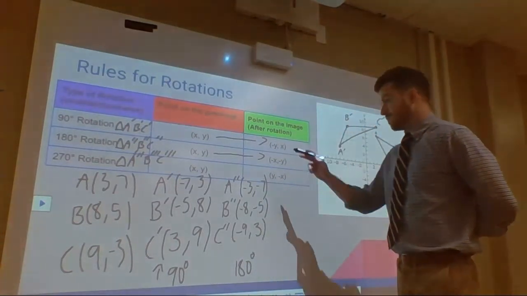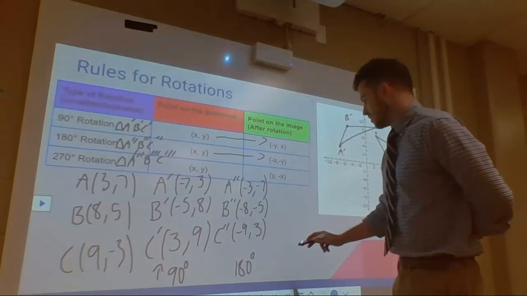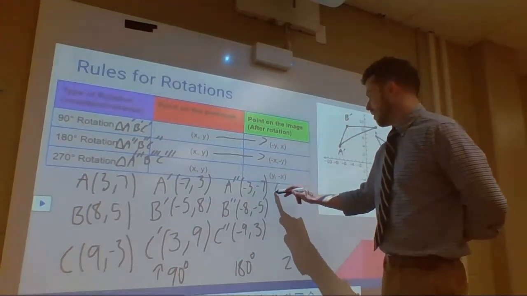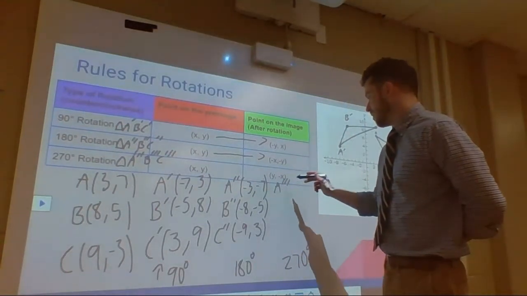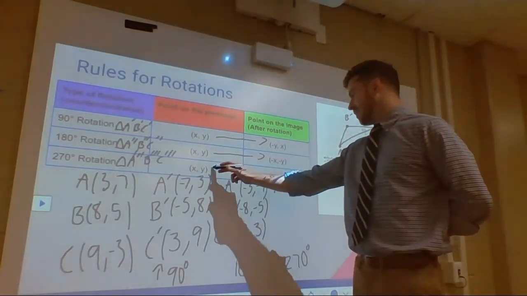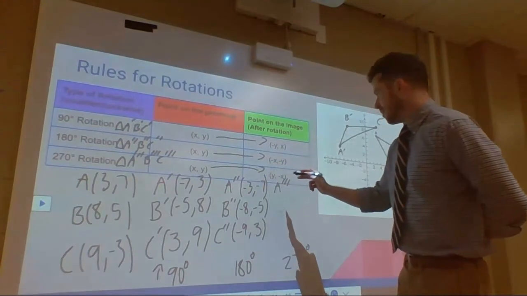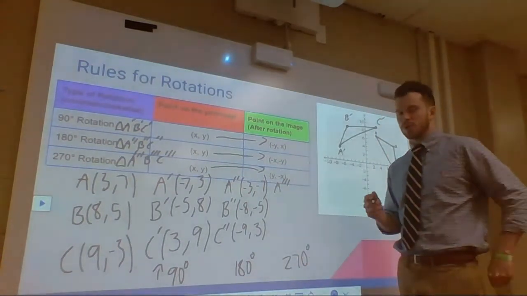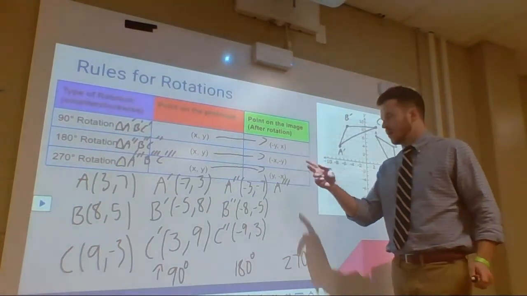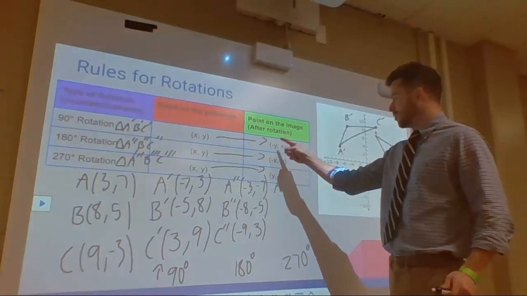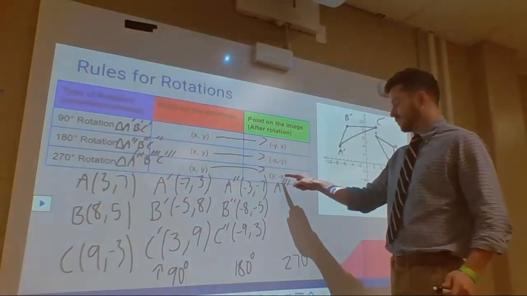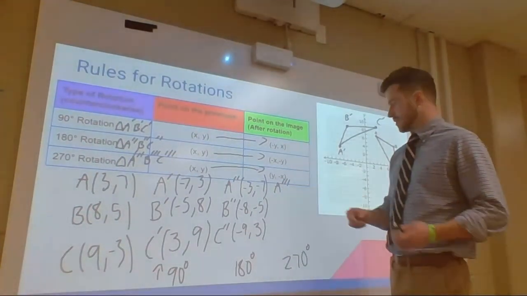All right. Now, for a 270-degree rotation, which I'm going to do right here, we're going to have a triple prime. And we're going based off this rule, x, y becomes y, negative x. So we're having another swap again, but instead of the y value moving into the x value and becoming opposite, the x value is going to move into the y value and become opposite.